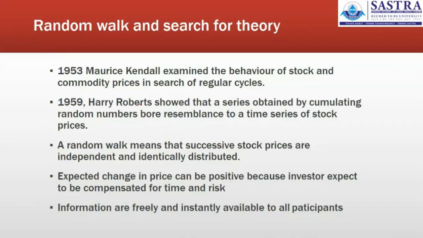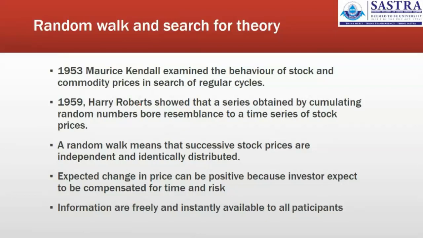This is a search of information: how the stock prices tend to change over a period of time. We just have to identify this and react accordingly in the market. And in the year 1959, Harry Roberts showed that a series obtained by cumulating random numbers bore resemblance to the time series of stock prices.